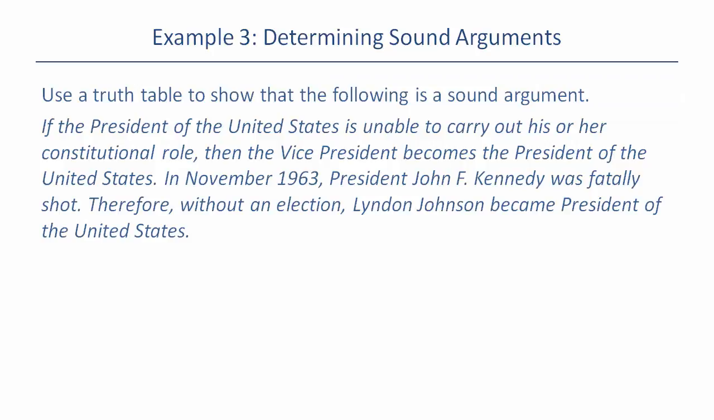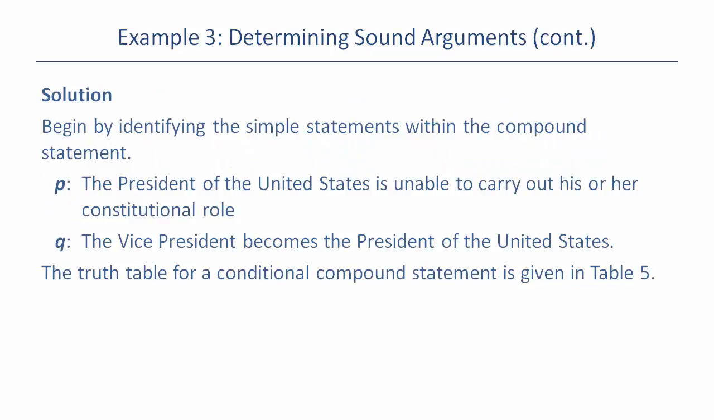So here's an example. Use the truth table to show that the following is a sound argument. If the President of the United States is unable to carry out his or her constitutional role, then the Vice President becomes the President of the United States. In November 1963, President John F. Kennedy was fatally shot. Therefore, without an election, Lyndon Johnson became President of the United States. Obviously, you have to know that Lyndon Johnson was the Vice President at that time. Otherwise, this wouldn't make sense, but there you go.